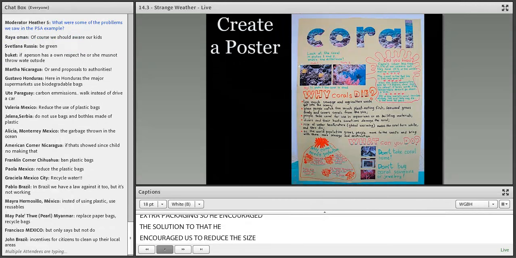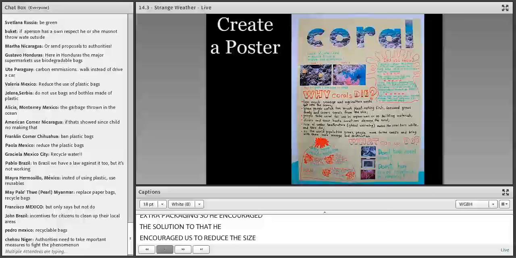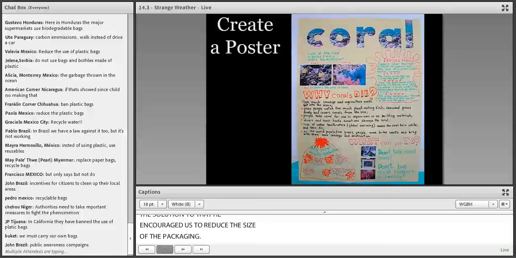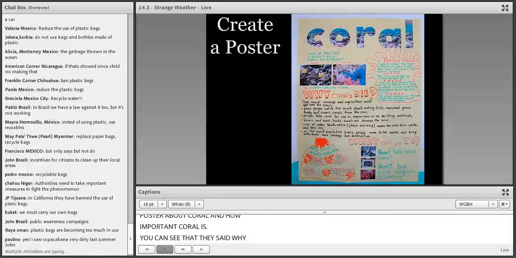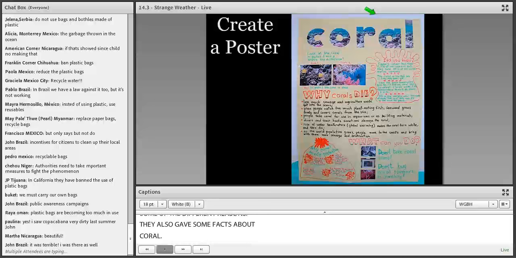Another way to show a public service announcement is by a poster. So you can see here some of Kevin's students created a poster about coral and how important coral is. You can see that they said why corals die. So they gave a list of some of the different reasons. They also gave some facts about corals. And then they said why corals need protection as well. And then finally, what you can do.